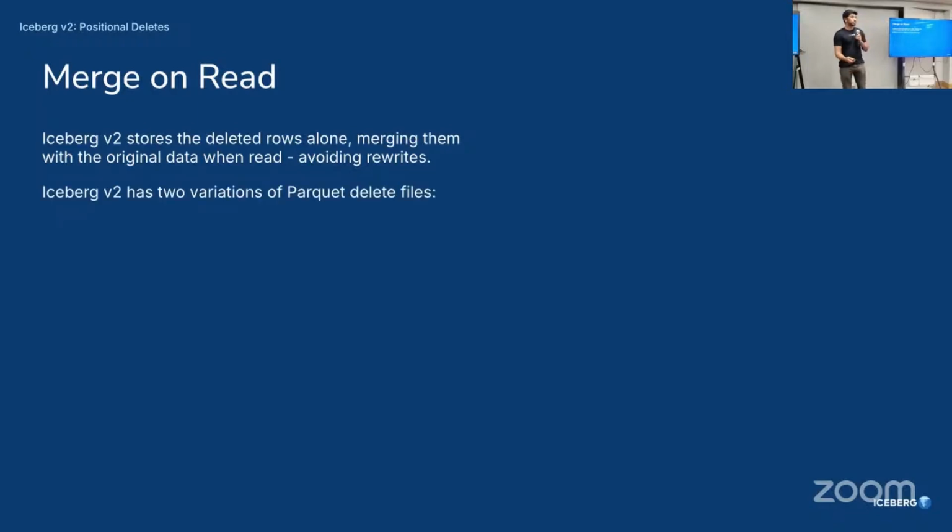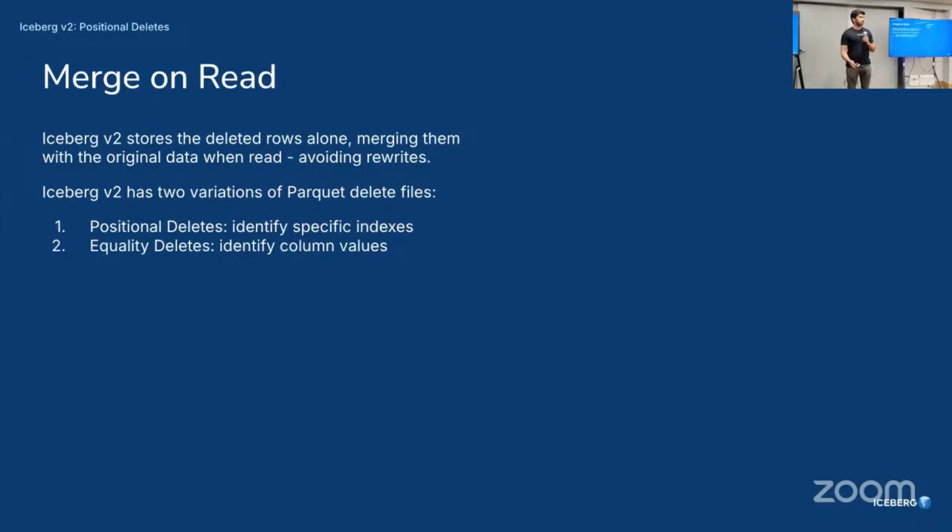Iceberg v2 has 2 different variations of Parquet delete files. The first one is called positional deletes. The idea here is that you calculate what positions in a given file you want to skip. The alternative is an equality delete, where instead of calculating the position at write time, you instead generate a more broad category. For example, maybe where ID equals 5. And in that scenario, at read time, the engine then has to do the work of taking this equality delete file and figuring out where to delete.